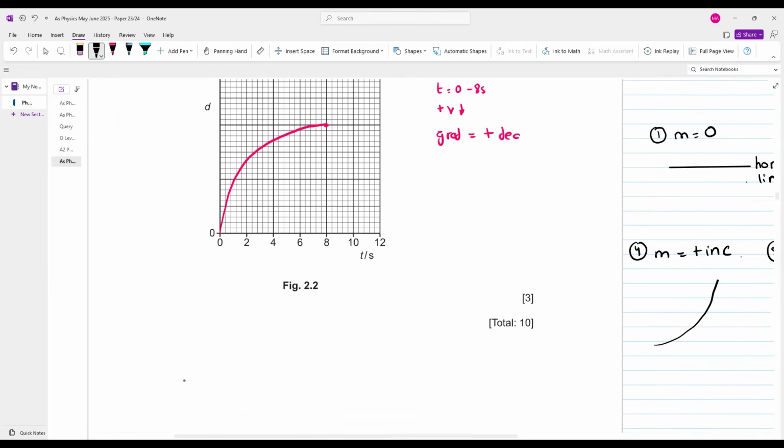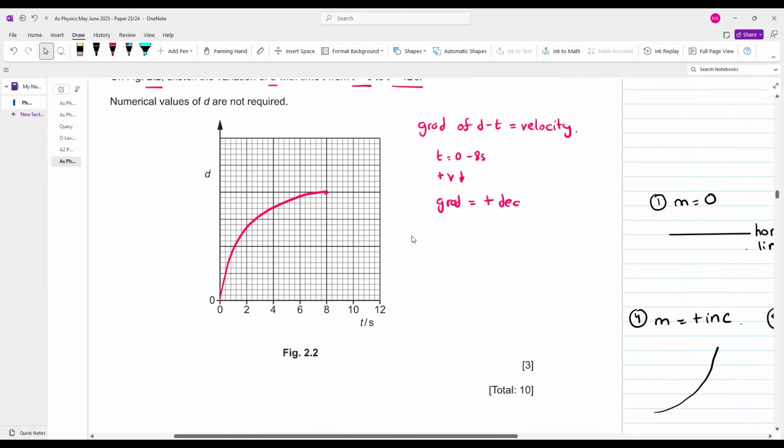From time t equals 0 to 8 seconds, your velocity is decreasing. That means the gradient is positive and decreasing. Okay.